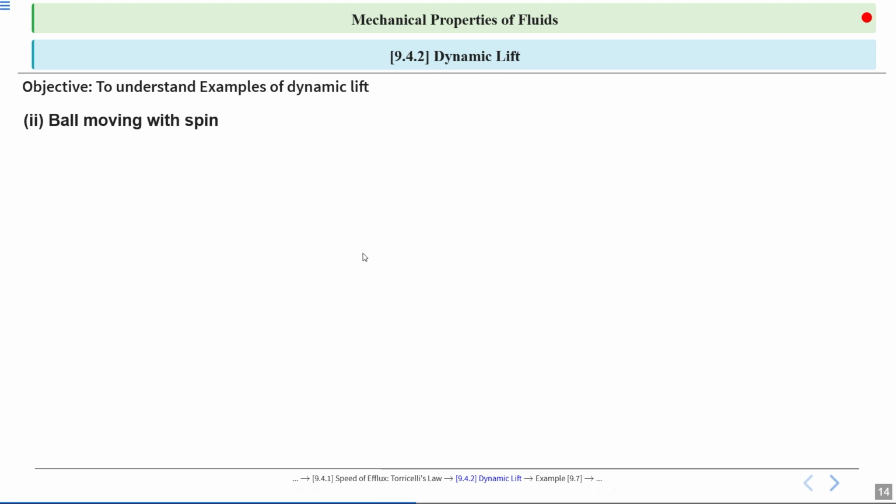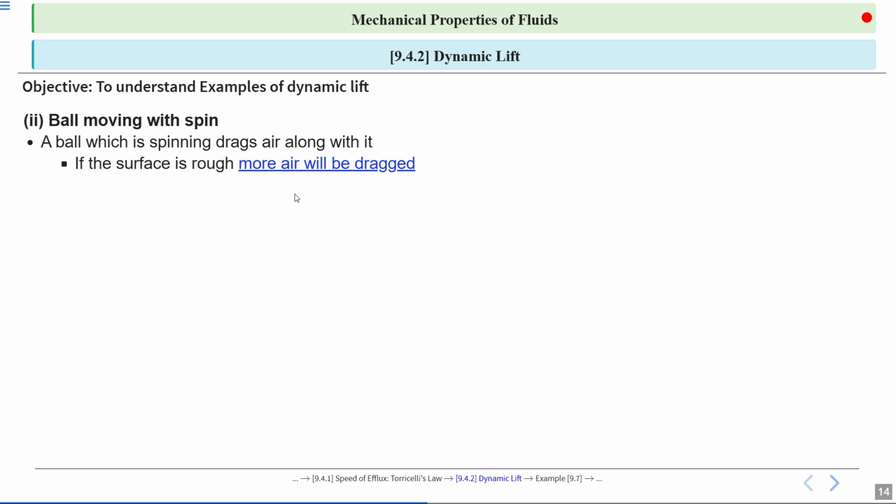Now, second, ball moving with spin. So, the ball actually drags some of the surrounding air along with its surface as it spins. This interaction between the ball and the air is key to understanding how lift is generated in sports like cricket. If the surface is rough, more air will be dragged.